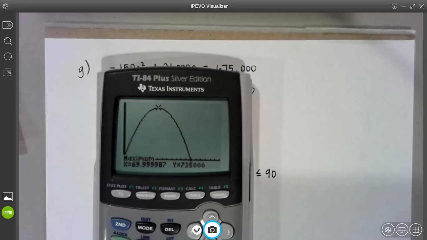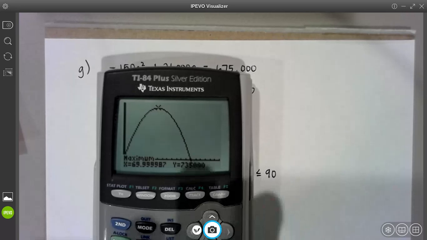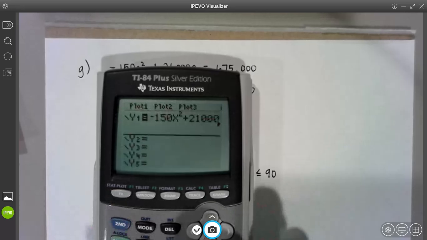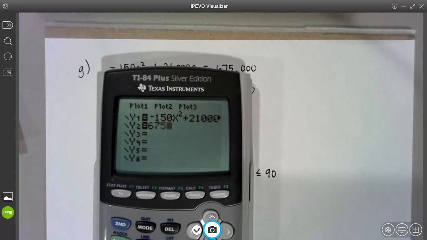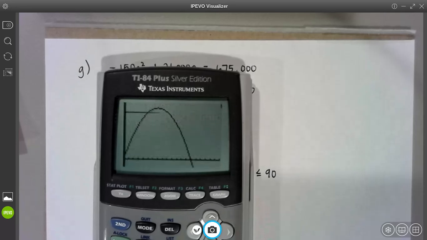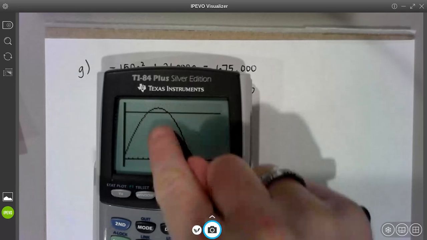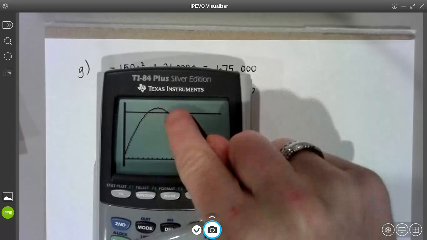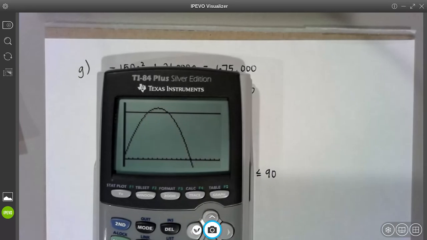All right. Another thing was, if you wanted to, you could go back to the y equals. If you put the 675,000 as your second equation and look at the graph, now you could use the intersect button to find the intersection here and to find the intersection there, and then that could get you the 50 and the 90, just as an option to use the graphing utility, okay? All right, here we go.